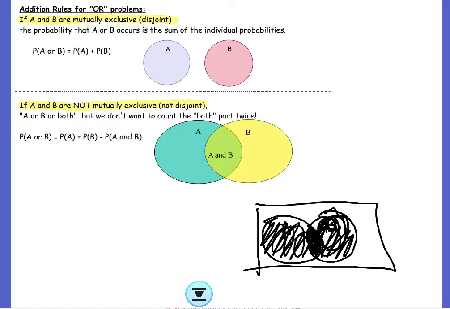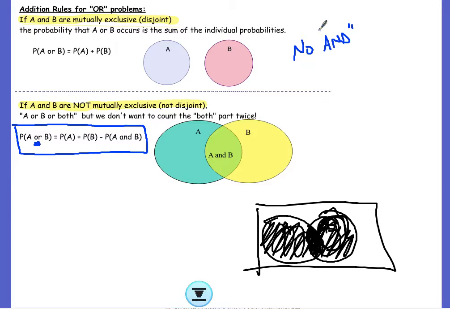So I personally would write this formula down on your formula sheet. Anytime you have a problem that involves or, I would break out this formula. And just know that if they are mutually exclusive, there's no overlap, there's no and, then you would just be subtracting nothing. You would have probability of A plus probability of B, and subtracting nothing doesn't hurt anything at all, and that transforms it into the formula up here. So I would just go with the one in the box.